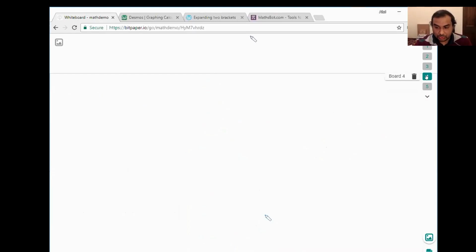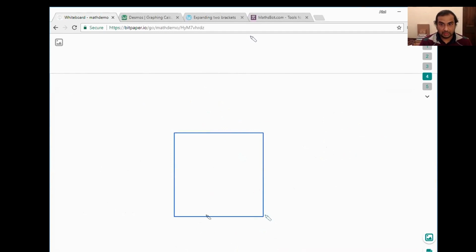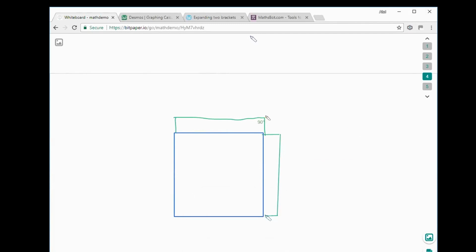Used a blue tile here, x squared. Then I had a green one and another green one. And let's recreate that here. So I've got a blue tile. Then I build a green one on it. I'll just do it roughly. Another green one. That's 1x. And then the yellow one.